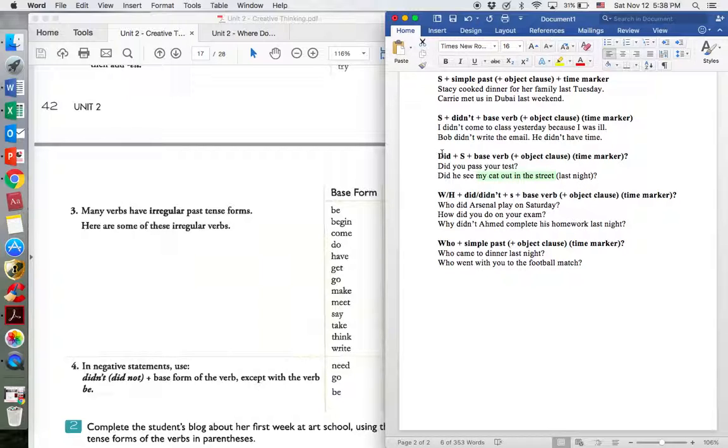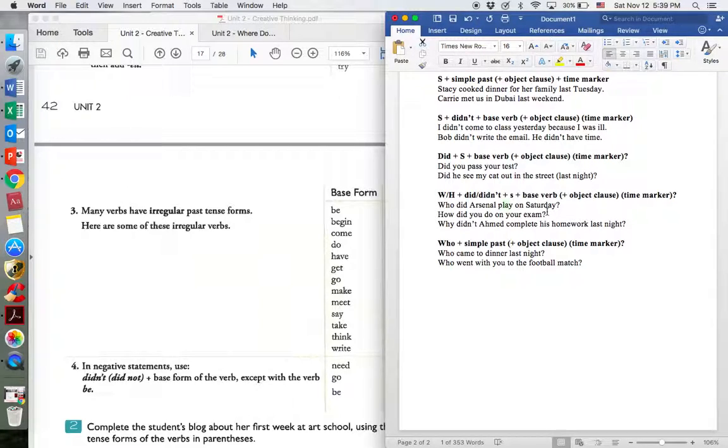If we want to get information, again, do, did, does questions are yes, no questions. If we want to get information, we're going to use a WH question word plus did or didn't. And then subject, base verb, and these are optional object clauses and time markers. Who did Arsenal play last Saturday? And then the answer will be not yes or no, but rather Arsenal played Liverpool or something like that. So our question word, did, this makes it the past tense, Arsenal, and then our base verb here, last Saturday, optional time marker.